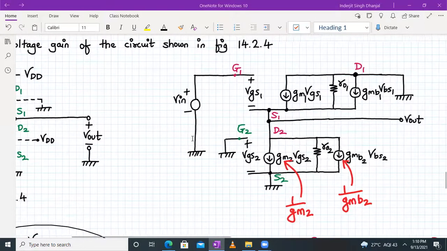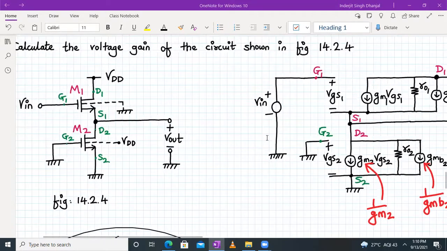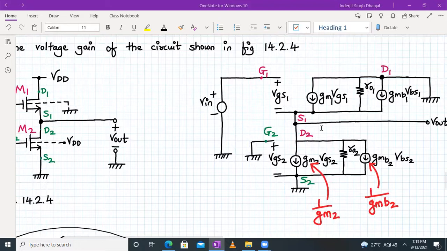So source 1, we have the output terminal coming out, and that is given to the drain terminal of the second transistor. Now for the second transistor, gate 2 is grounded, source is also grounded. So between the drain 2 and source 2, we have GM2 into VGS2, and we have RO2 also, and we have GMB2 into VBS2 also present over here.